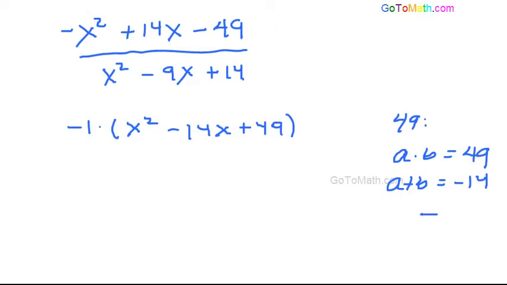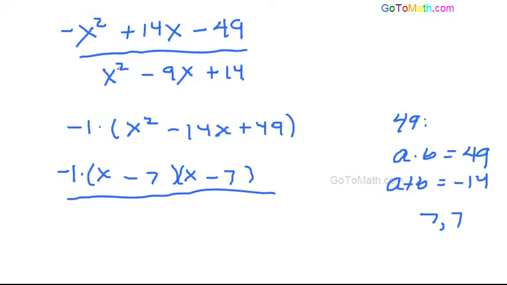What about 7 and 7? Obviously 7 times 7 is 49, and when we add them we get 14. So it looks like negative 7 and negative 7.